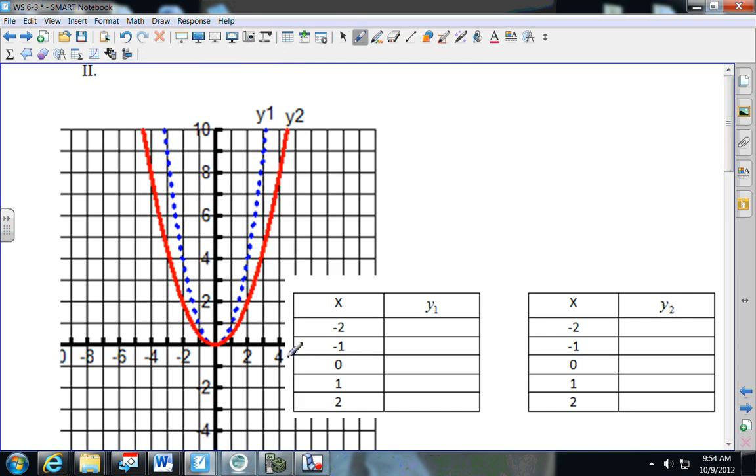All right, let's find the points. On the blue one, -2, so I go over to -2, and I'm going to go up to 4. -2, 4. -1, over -1, and it's up at 1. -1, 1. 0, 0. 1, 1. And 2, 4.